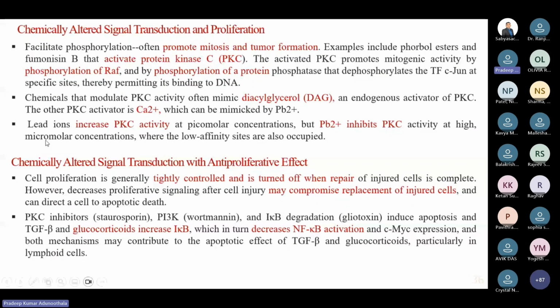The example for this is PKC inhibitors, staurosporine, and PI3K inhibitors, wortmannin, and IKB degradation gliotoxin that induce apoptosis, and TGF-beta and glucocorticoid increase IKB, which in turn decreases NF-kappaB activation and c-myc expression. And both mechanisms contribute to the apoptotic effect of TGF beta and glucocorticoid, that is particularly seen in the lymphoid cells.